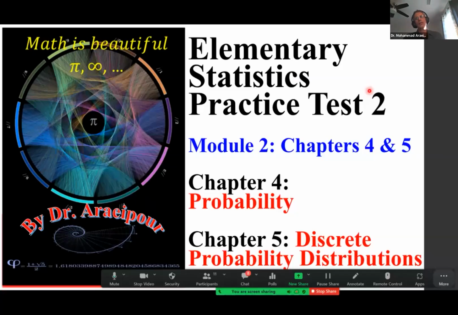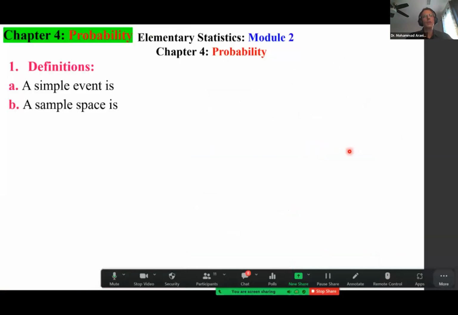We are looking at Module 2, covering chapters 4 and 5. Chapter 4, Probability. Chapter 5, Discrete Probability Distributions. So here's Chapter 4, Probability. And we start with some definitions.